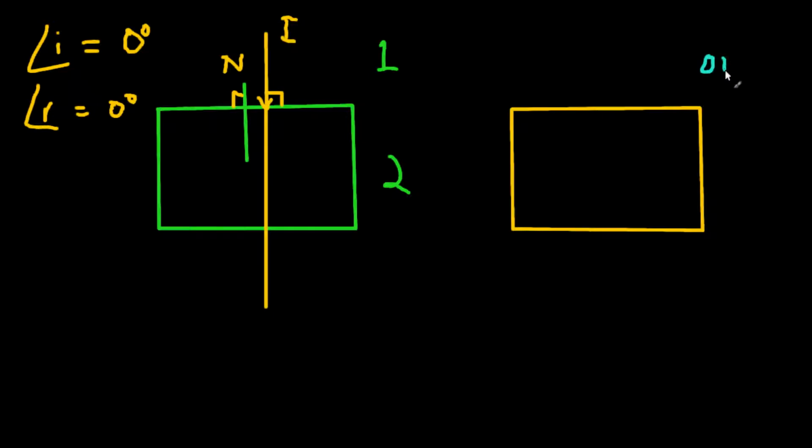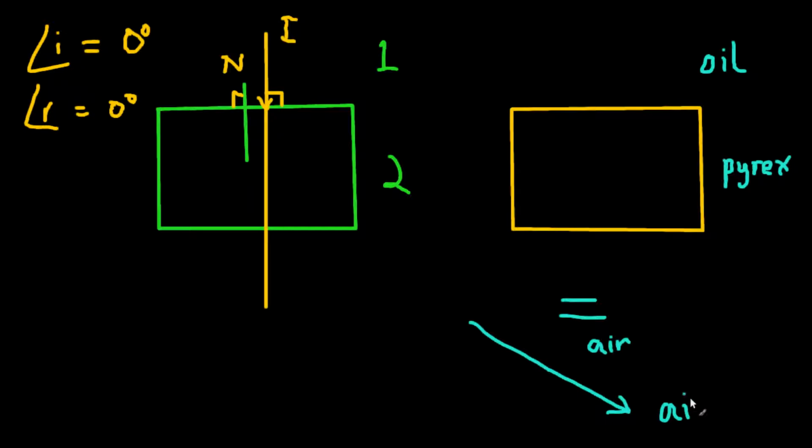So let's say you have oil on the outside, and this yellow block here is your Pyrex glass. Now, if you remember, the cause of refraction was that your two media have different speeds of light in them. But here, let's take that they have the exact same speed of light. So this whole thing is equivalent to just having a light ray passing through air over here and air over here. It's as if you're not even changing the media.